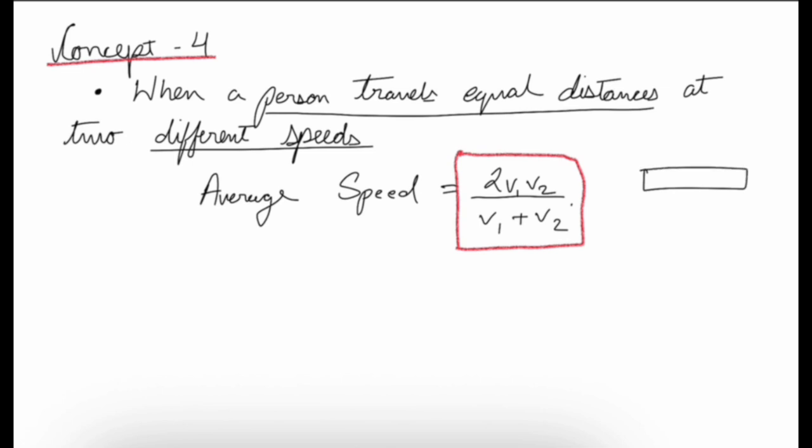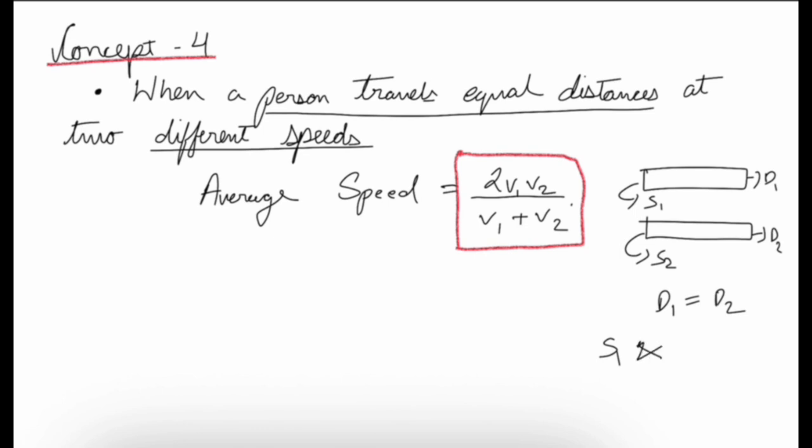So if we have two trains, the distance covered by this train is d1 and the distance covered by this train is d2, and both distances are equal. The speeds of the trains, s1 and s2, are different. To find the average speed of these two trains, we will use this formula if the distances are equal and the speeds are different. So with this formula we'll do the next question.